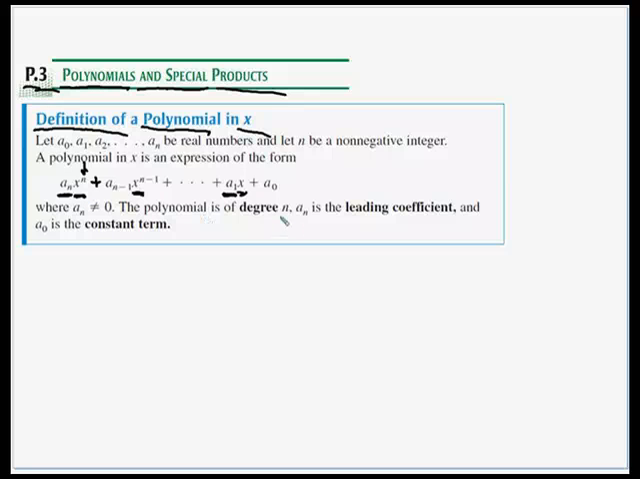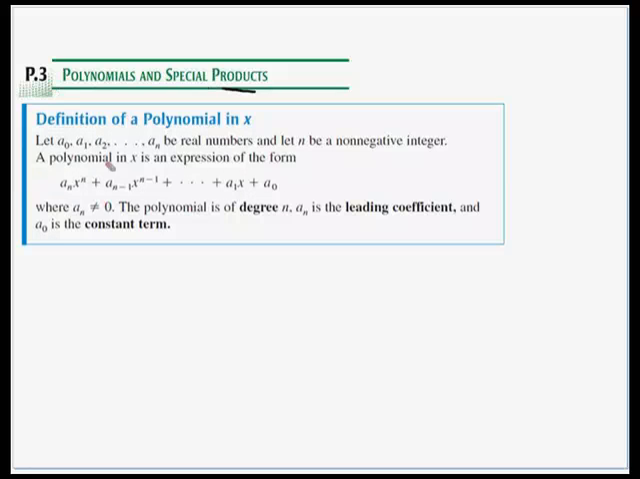The polynomial has a degree of n, and that's just the highest exponent. Here the highest exponent is n, so that's the degree of the entire polynomial also. A sub n, that is our leading coefficient. It's just the number in front of that first x to some power. The very last thing in the string of the polynomial is a constant term, if that polynomial does have a constant at the end.